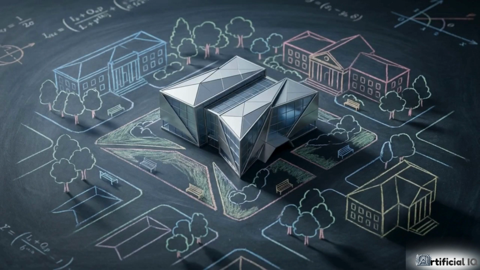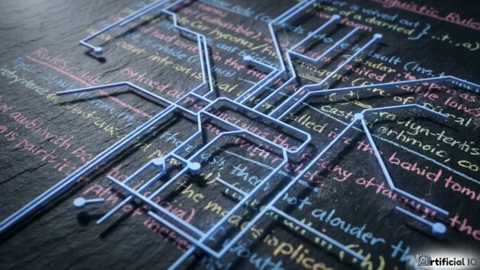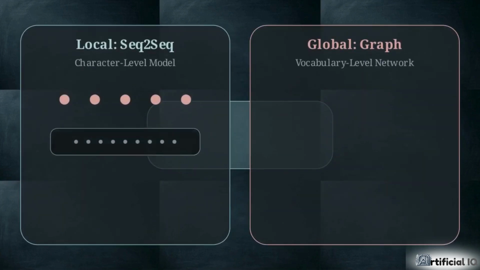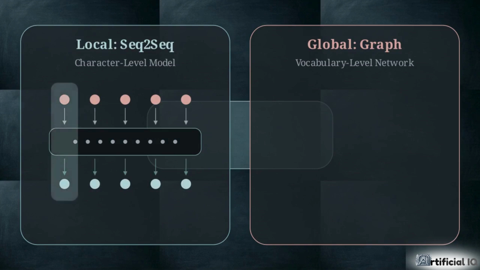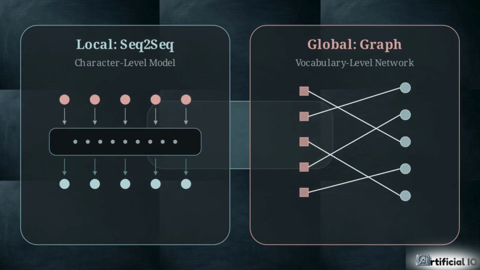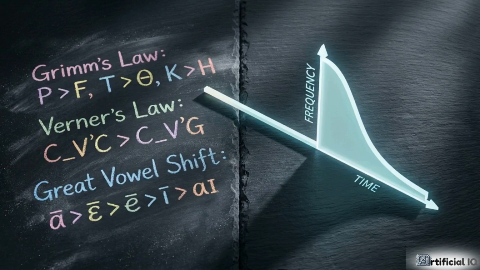Researchers at MIT CSAIL solved the problem by looking past raw data. Instead of searching for more texts, they took the qualitative rules of historical linguistics and hard-coded them directly into the artificial intelligence. They designed a hybrid architecture split into two distinct halves: a local, character-level neural sequence-to-sequence model, paired with a global, vocabulary-level graph network. Working in tandem, these two systems translate human domain expertise into harsh quantitative loss functions.